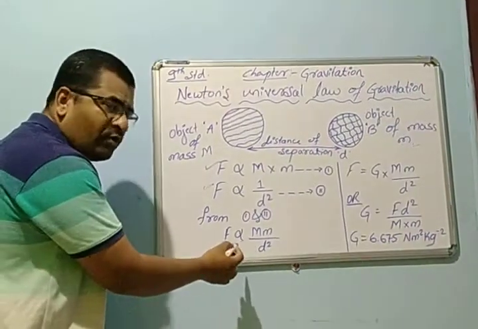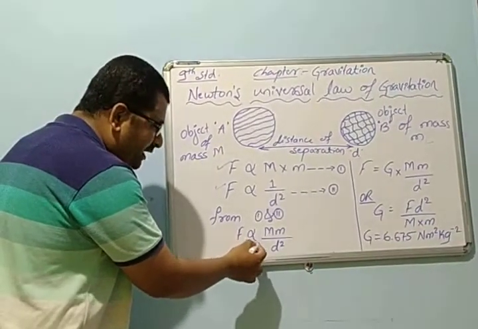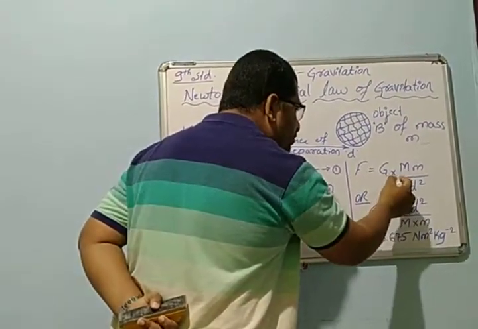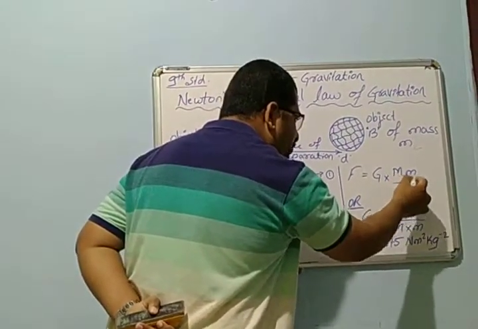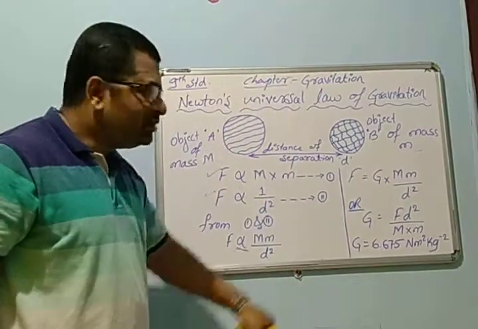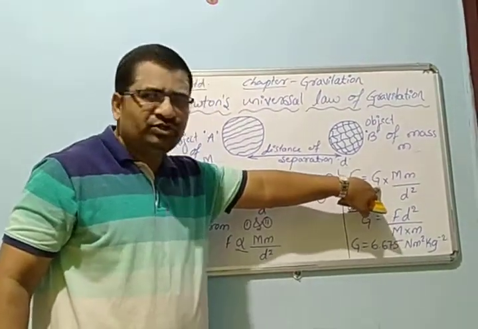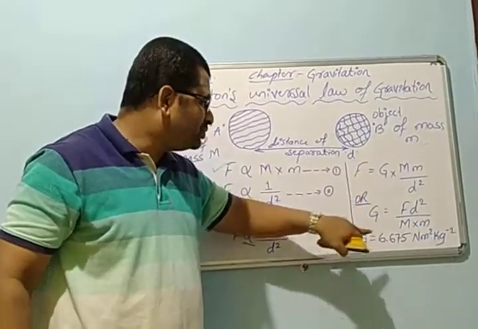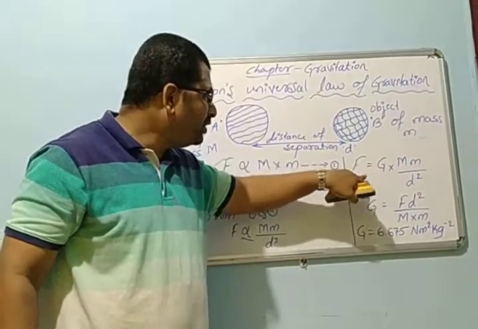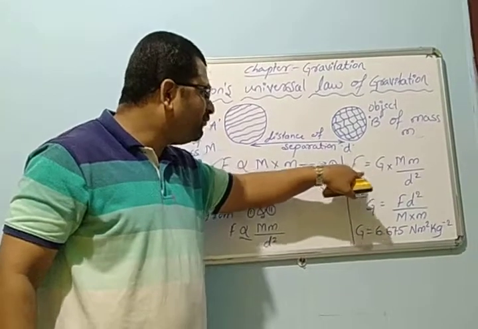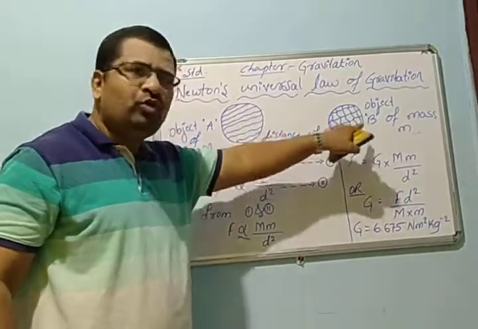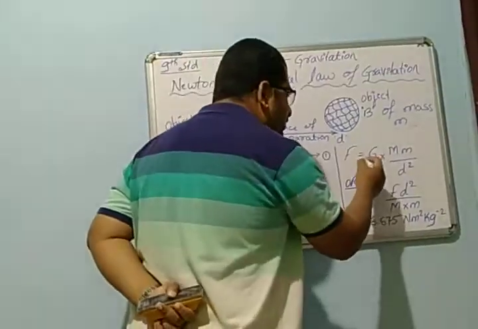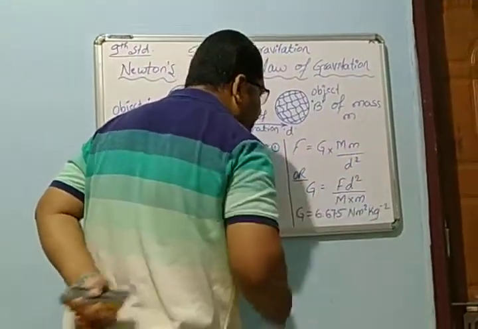Now I want to remove the proportionality sign, and F is equal to G M m by d square, where this capital G is a gravitational constant. This is the expression for the force of attraction between two objects of different masses, that is F is equal to G M m by d square.